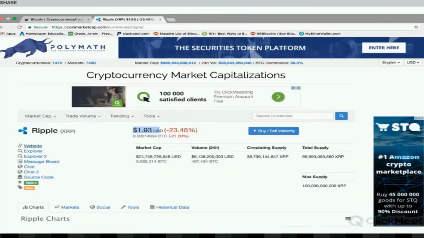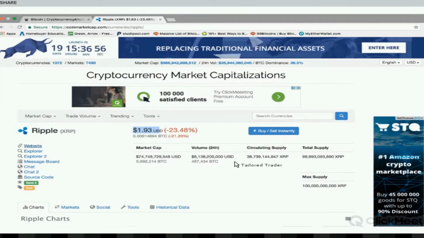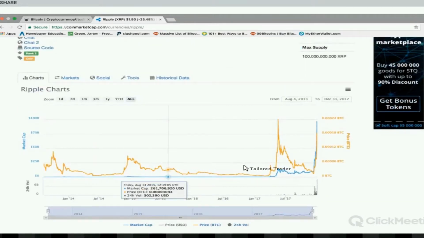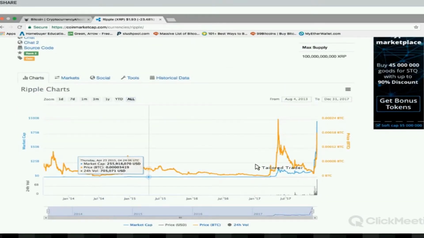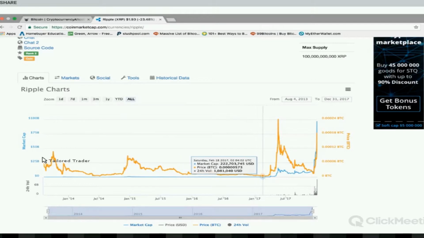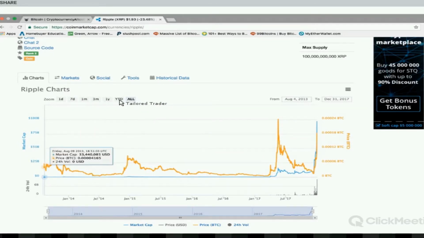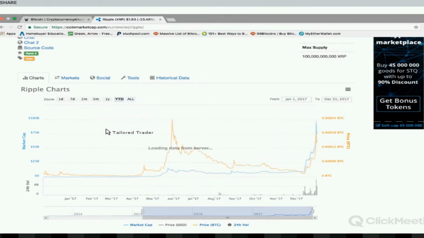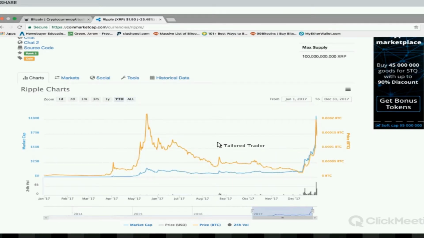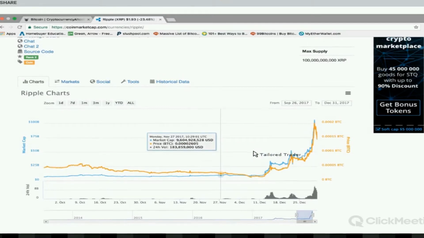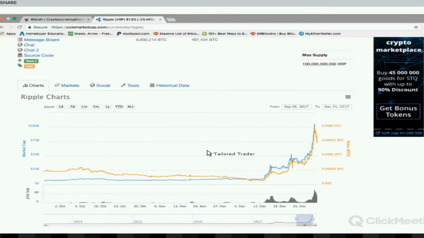And if you scroll down, you can get the graph, the price comparison between Bitcoin and the US dollar since the beginning of the coin. You can say all time, year to date, or any of these time frames and check it out. Zoom in, and as you can see, Bitcoin is just Bitcoin. It also gives you the market cap. So in this little box right here, it gives you the market cap, the price versus Bitcoin.